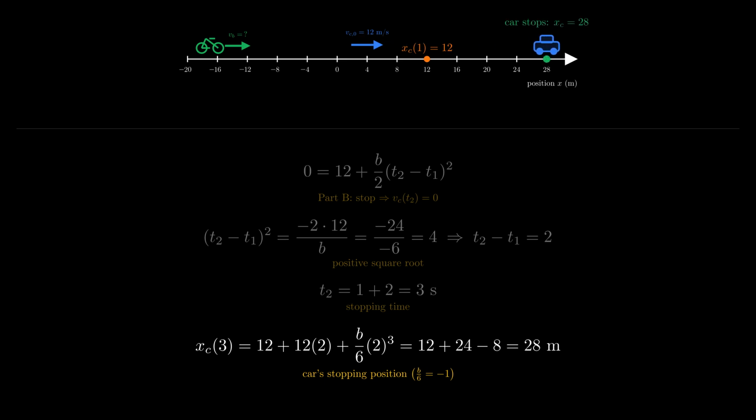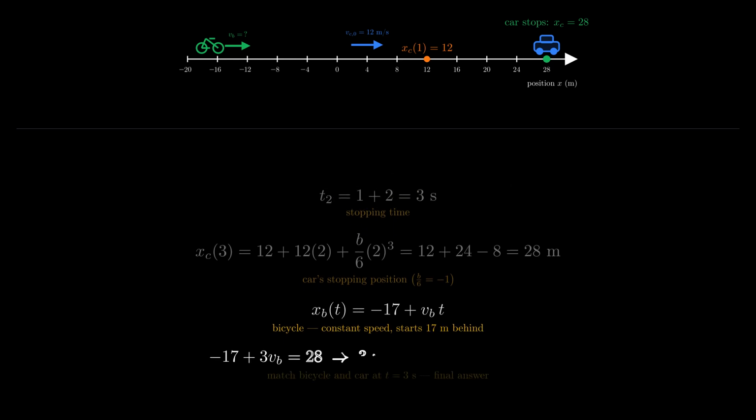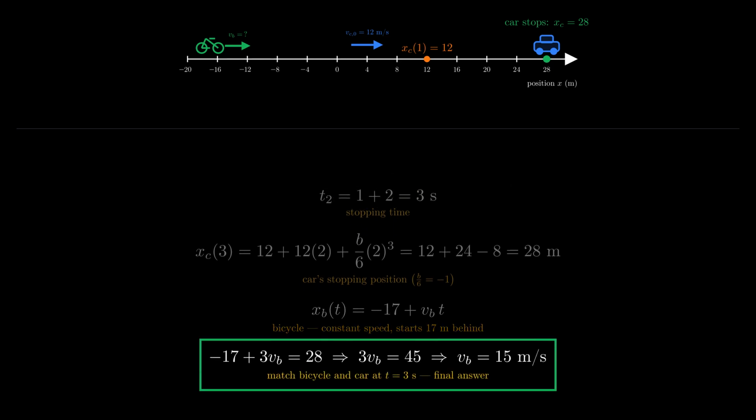Now the bicycle. It starts at negative 17 meters with constant speed v sub b. Its position at time t is negative 17 plus v sub b times t. At t equals 3 seconds, the bicycle meets the car, so set the positions equal. Negative 17 plus 3 v sub b equals 28. Then 3 v sub b equals 45, so v sub b equals 15 meters per second.